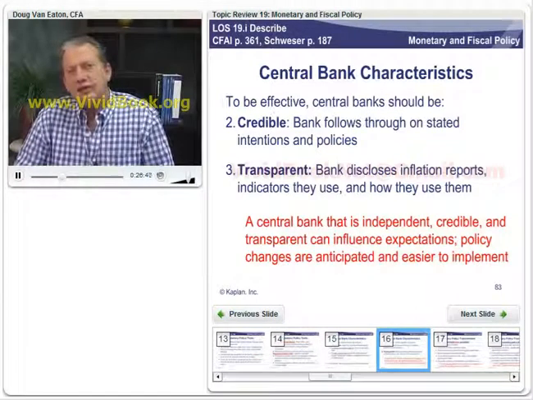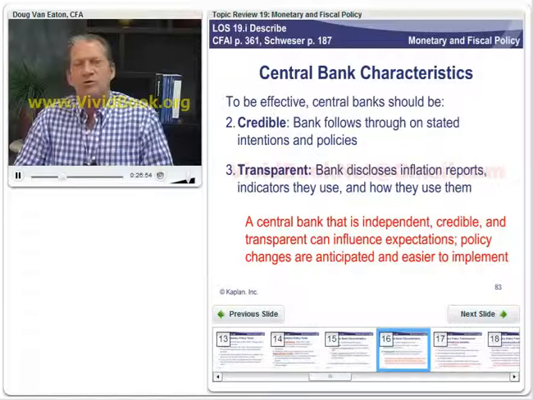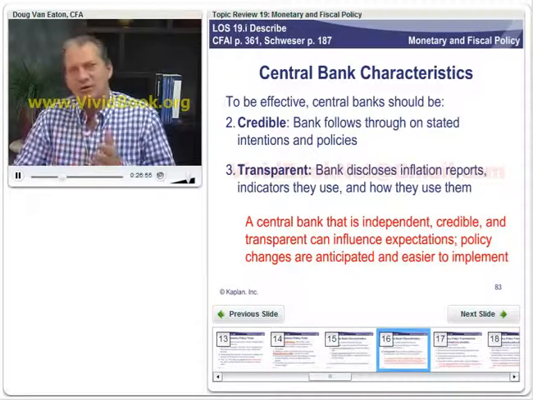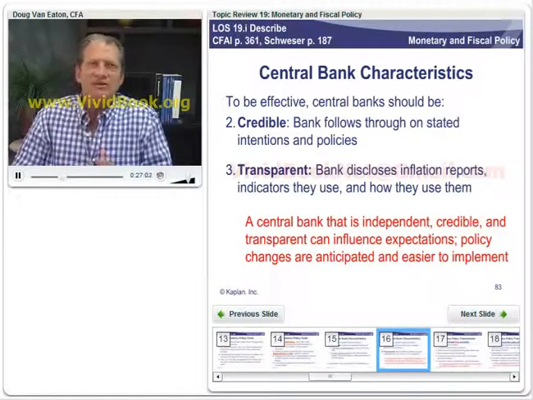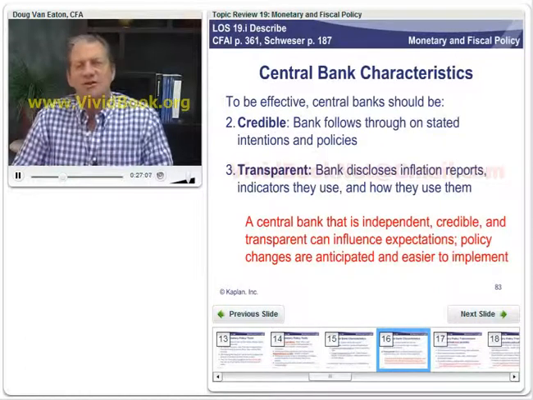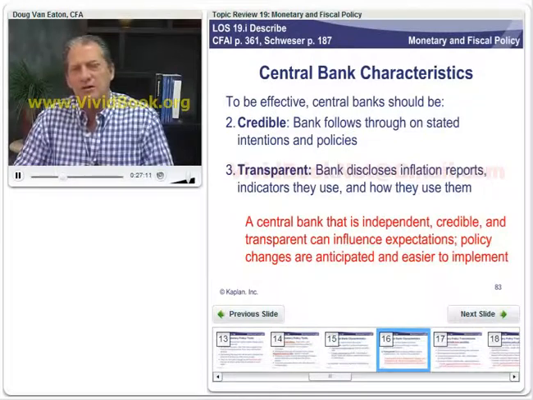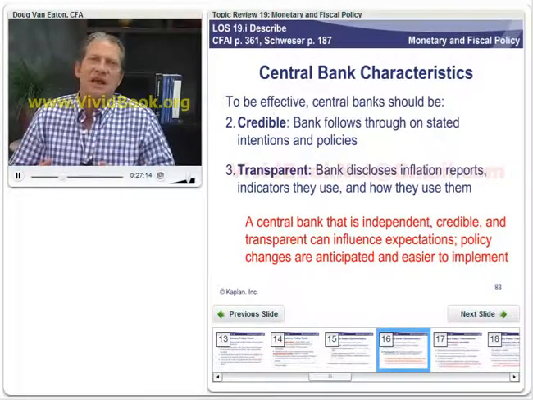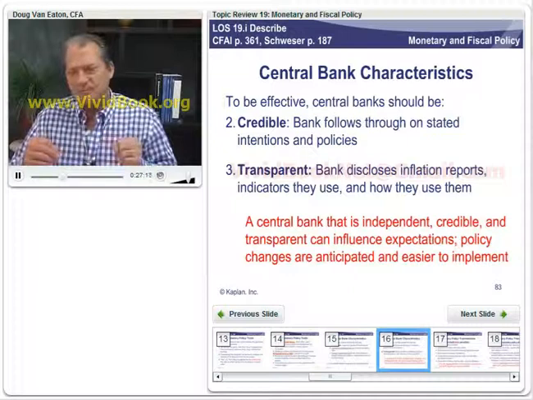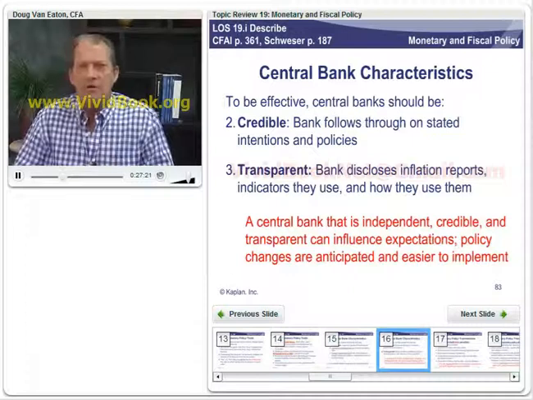And with this transparency, markets start to anticipate what the central bank will do. If they know the goals, they know they're going to stick to the goals, and they've stated their policy and it's credible, then markets are going to anticipate what the central bank is going to do in response to deviations from this target rate of inflation. The better markets anticipate the action, the less disruptive effect the actions have when they implement them.